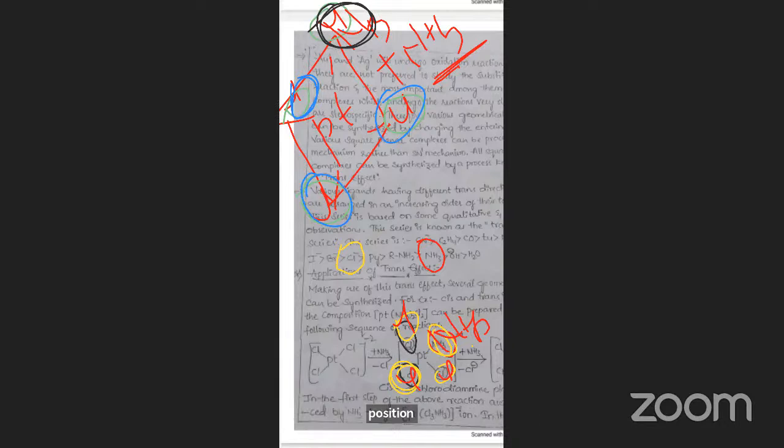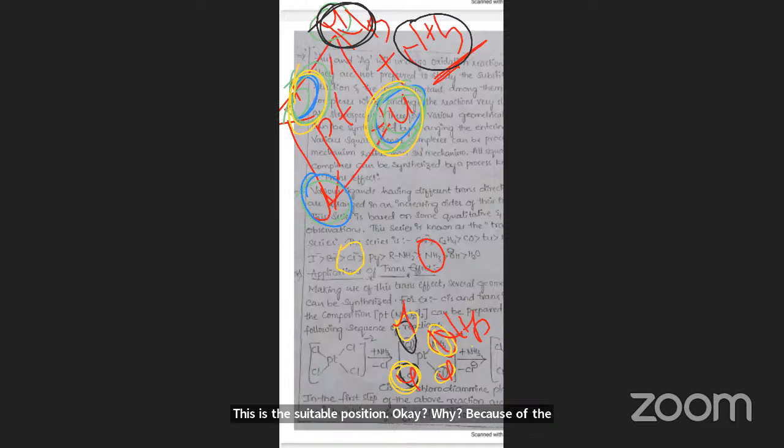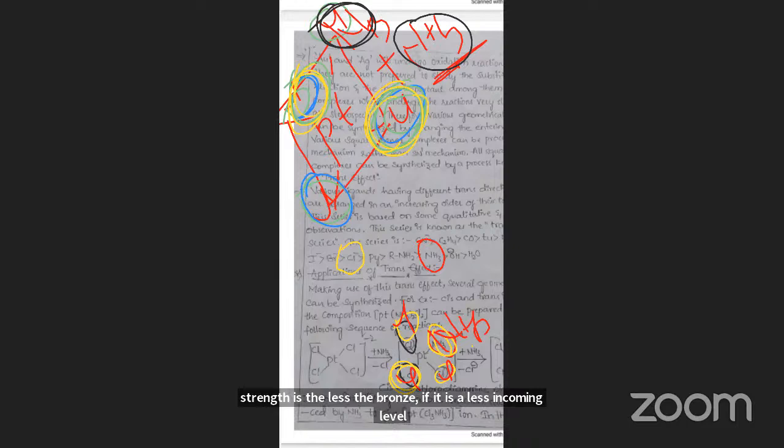The strength is less than chlorine, so find out which is the suitable position. The Cl cis position is the suitable position. Why? Because the strength is less, the trans effect of the incoming ligand is less. So cis is the labile position, trans is the inert position. The inert position is not disturbed.